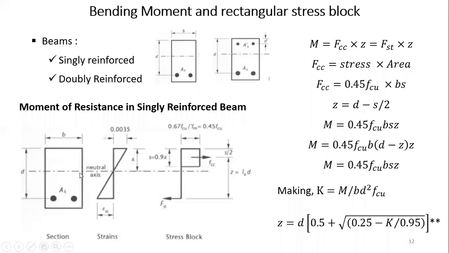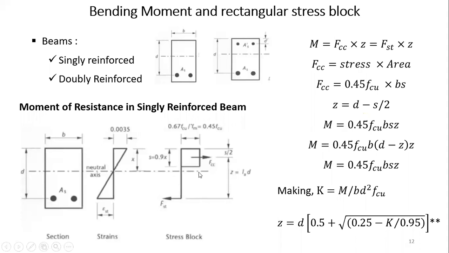We have your beam, which is singly reinforced. This is the strain diagram for concrete in a simplified format, having the strain of 0.0035, while the steel has this strain here. As I mentioned the other time, this is the depth of the neutral axis. For a simplified rectangular stress diagram, the depth is 90% of the neutral axis. That is why you see S is equal to 0.9x.